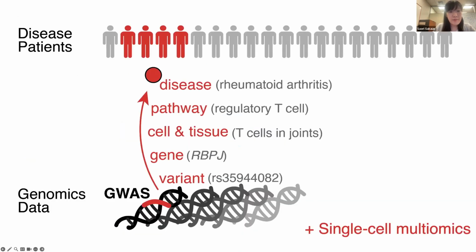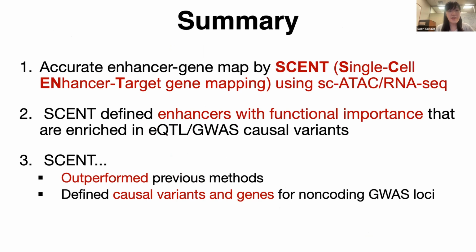So to summarize, by adding the power of single-cell multi-omics, we started with the GWAS locus and nailed down the causal variant, the causal gene, the affected cell type of T cells, and ultimately the pathway to understand the disease mechanism of rheumatoid arthritis. So to summarize, we created enhancer-gene maps by SCENT, and SCENT identified enhancers with functional importance that are enriched in GWAS causal variants and outperformed previous bulk-based methods, and we were able to define the causal variants and genes for the non-coding GWAS loci.